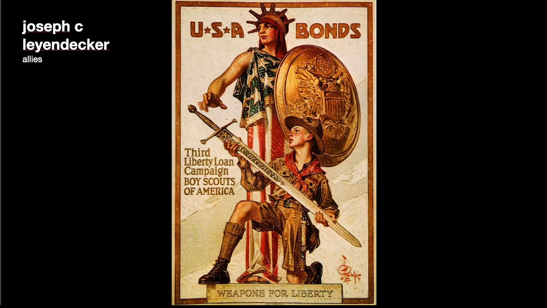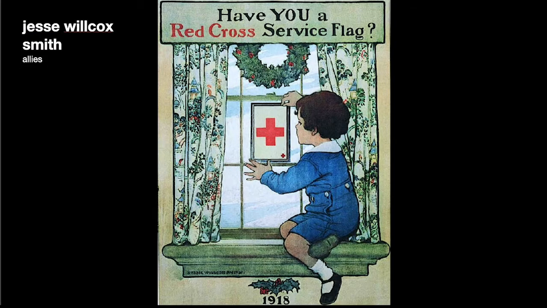This is the third Liberty Loan campaign, so the third time they're coming at you to try to buy war bonds. And again, using both literal images of an actual boy, but also the symbol of American justice, I guess, Lady Liberty. And she's taking the Be Prepared sword from the Boy Scout. One of my absolute darling heroes is Jessie Willcox Smith.